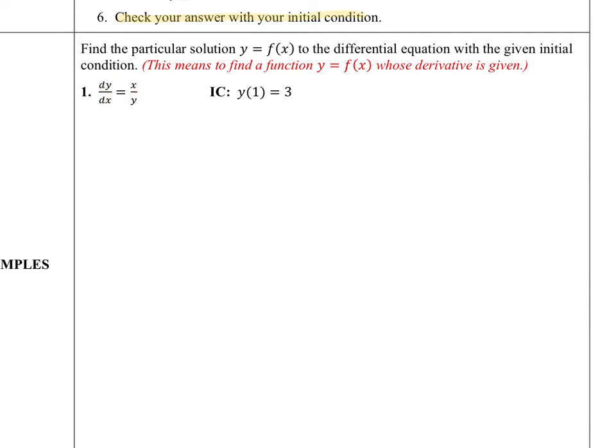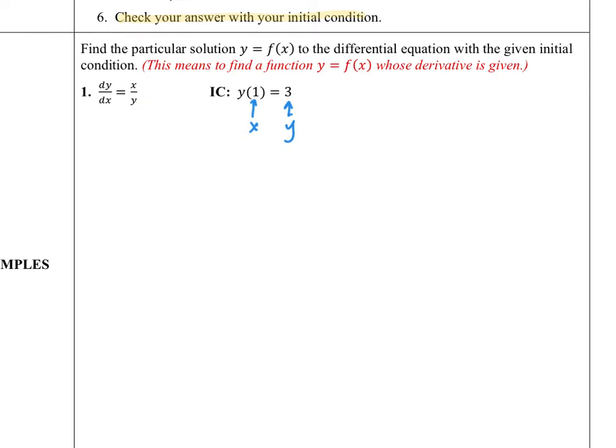My derivative is sitting right here. My initial condition says when I plug x equals 1 in, I get 3 as my answer. So this here is my x, and this here is my y. And really what these directions are telling me to do is find the function y whose derivative is x over y. So I'm looking for a function y that when I do its derivative, I get x over y as my answer. And I'm just going to follow that process laid out above.